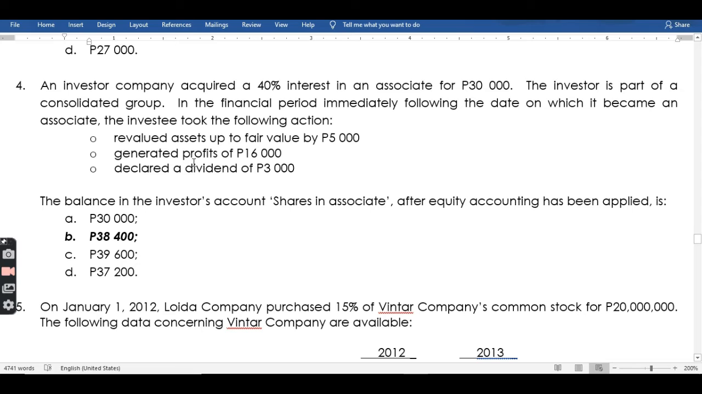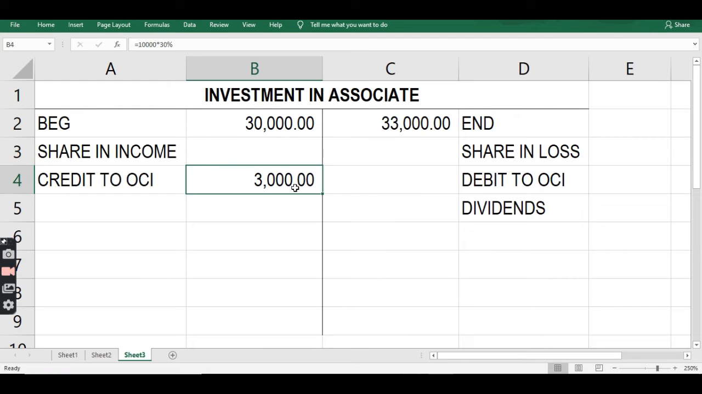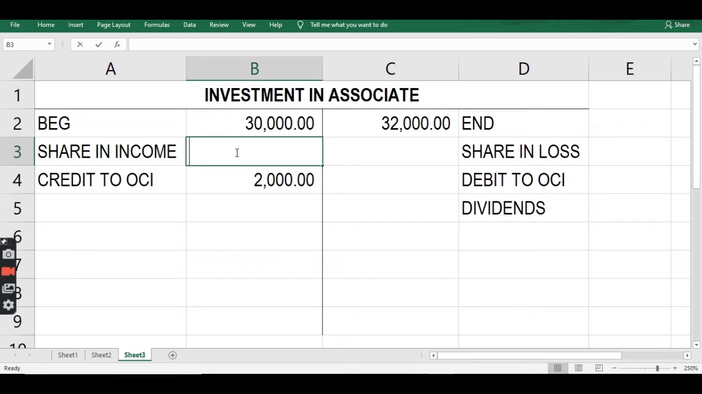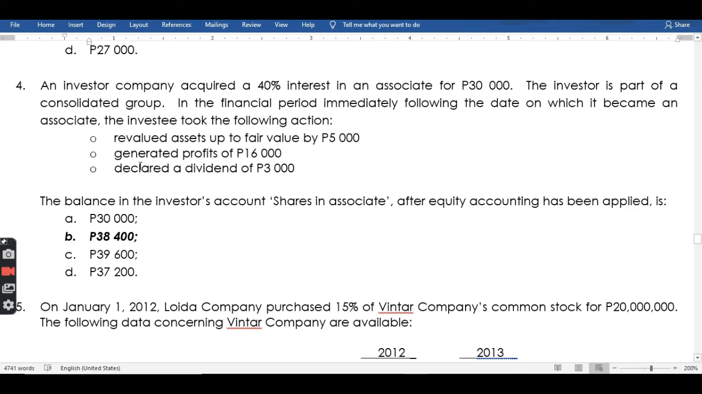Okay. Pagkatapos, nag-revalue ng asset to fair value by 5,000. So, kapag may revaluation, itong 5,000 na to times 40% ulit. So, gagawin natin, that's going to be 5,000 times 40%. Okay, so that's going to be 2,000. Nag-generate ng profits na 16,000, sa atin yung 40% doon. So, dito yon. That's going to be 16,000 times 40%. So, 6,400 yon.